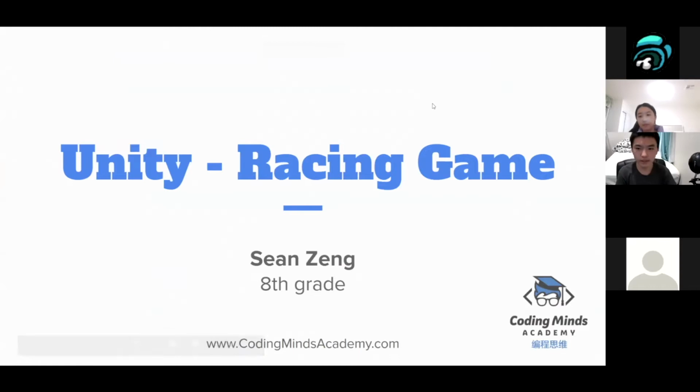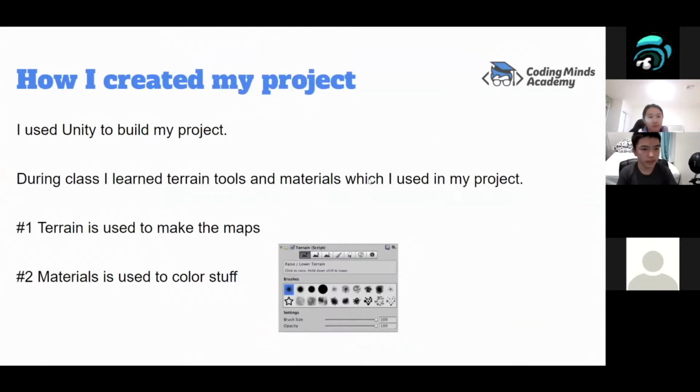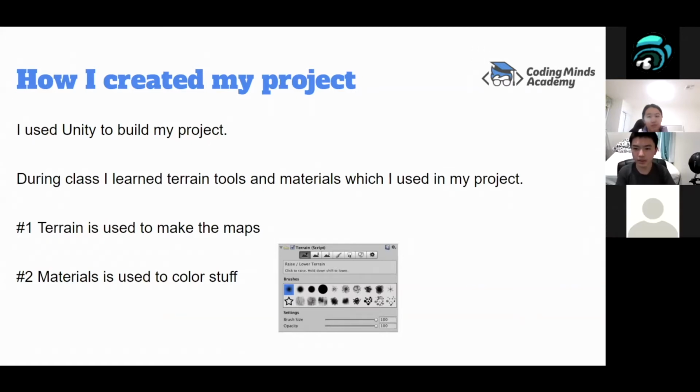So this is my Unity project. This project was inspired by me playing racing games because I like racing games, so I decided to make my own. What I really like about it is driving a car around. The main features I created for my project are driving a car around on different tracks. I used Unity to build my project. During class, I learned about terrain tools and materials that I used in my project. Terrain is used to make the maps, and material is used to color the cars and other models.